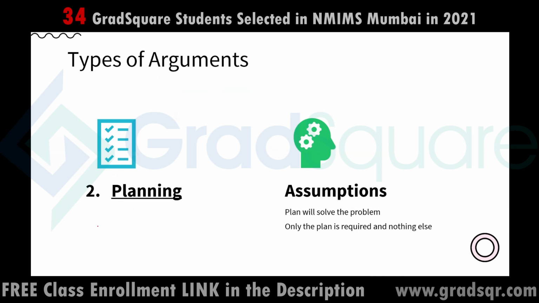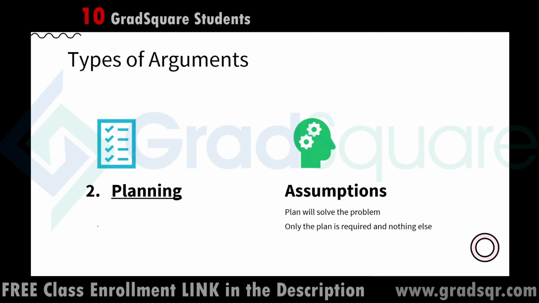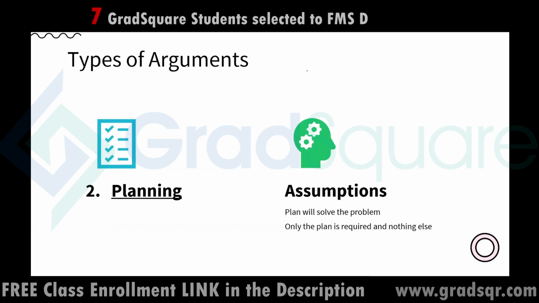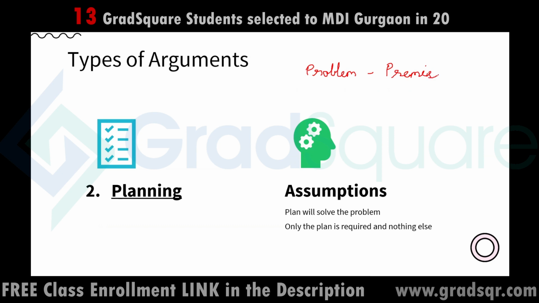All right, moving on, the second type of argument is a planning type of argument. Right? So in a planning type of argument, what happens is the premise is an issue, a problem which the author wants to solve. So the author will say that this problem exists. So the problem becomes the premise. And the conclusion is the plan. Right? The plan is the conclusion.